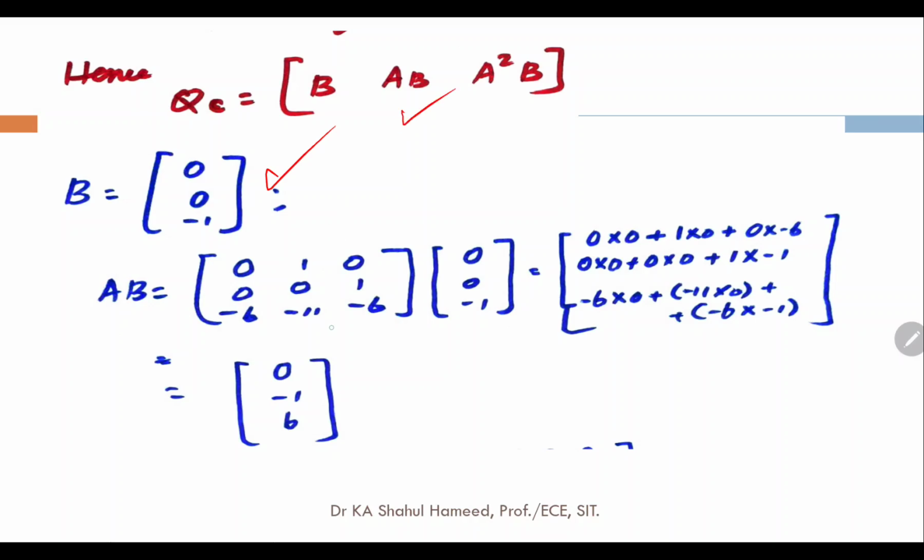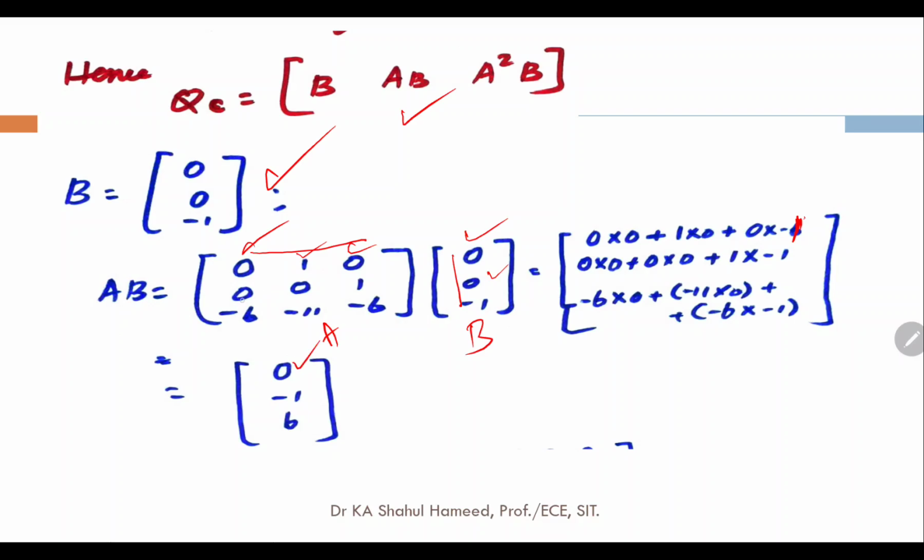AB: this is the A matrix and this is the B matrix, and when we are multiplying these two, it's a simple matrix multiplication. We have to take the first row and column. So for this I have written 0 into 0 plus 1 into 0 plus 0 into minus 1. So we get 0. First one is 0.